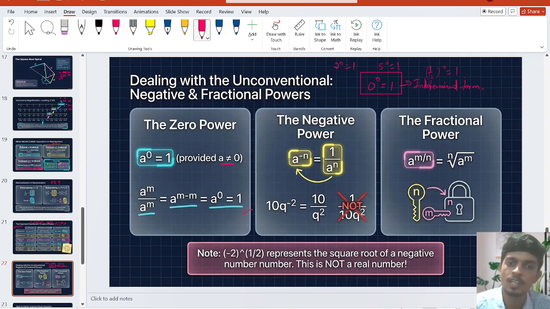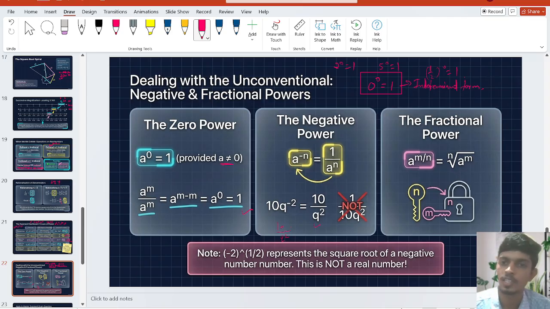Okay, the negative power a to the power minus n can be written as 1 by a to the power n. For example, 10 into q to the power minus 2 is equal to 10 upon q to the power 2. You cannot write it as 1 by 10 q squared.